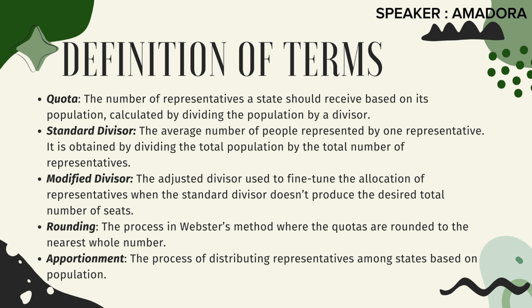Fourth is rounding. In the Webster method, quotas are rounded to the nearest whole number, which can affect the final allocation of representatives. The last one is apportionment, the process of distributing a fixed number of representatives among states based on their populations, ensuring equitable representation.